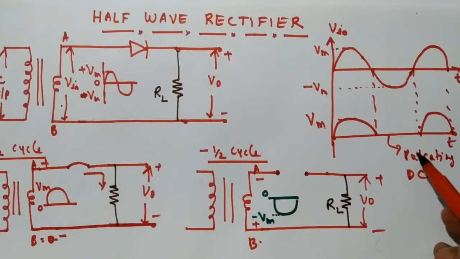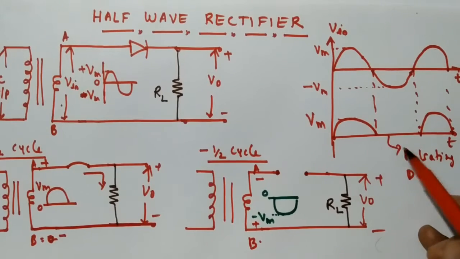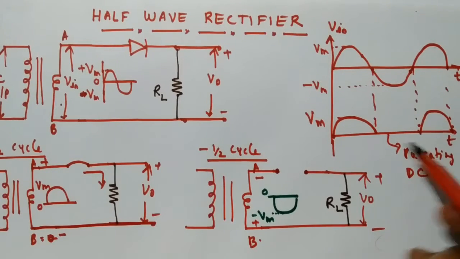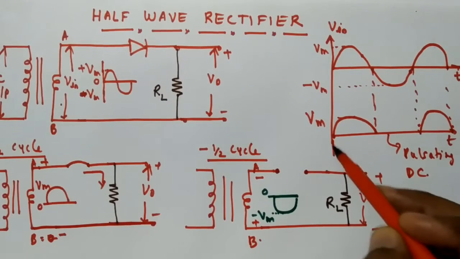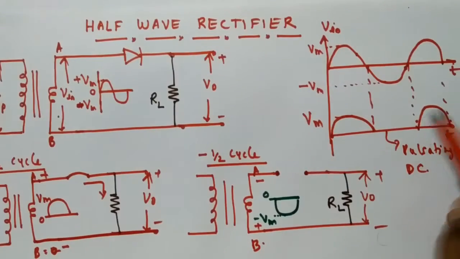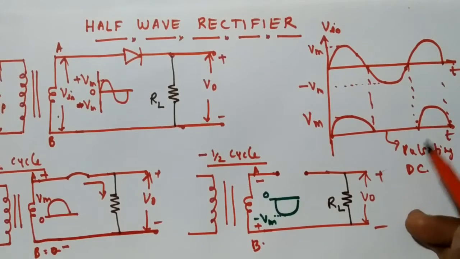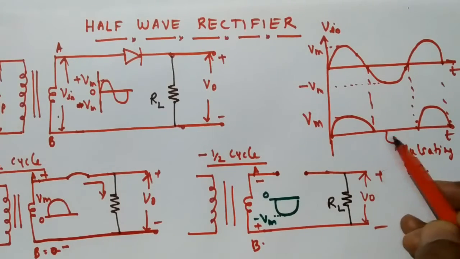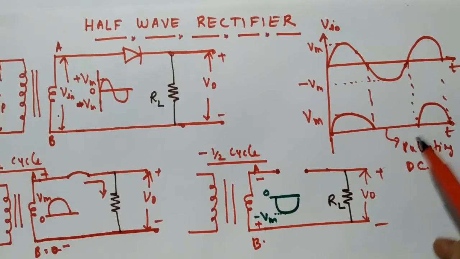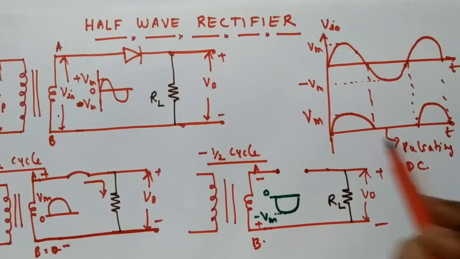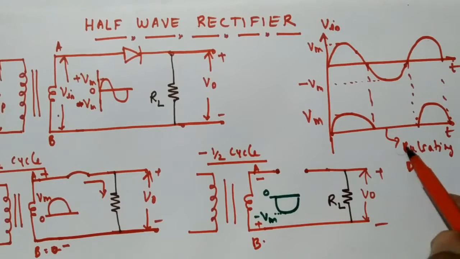Why is this called pulsating DC? This is neither AC nor DC. This consists of both AC and DC. See, it is a variation. Variation represents the AC, but it is unidirectional. It doesn't go to negative, so it is a characteristic of a DC. So this signal consists of both AC and DC. That is why the output is called a pulsating DC.